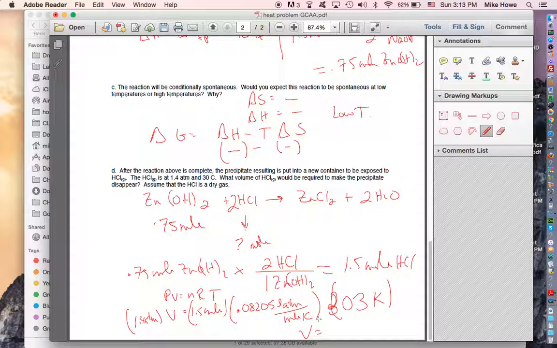So let's do that. 1.5 times 0.08205 times 303. If you're doing it with me, that's 37.291725. I'm going to divide that by the pressure in atmospheres, which is 1.4. So our final answer would be 26.6. So V is equal to 26.6 liters. And that's how you did that one.